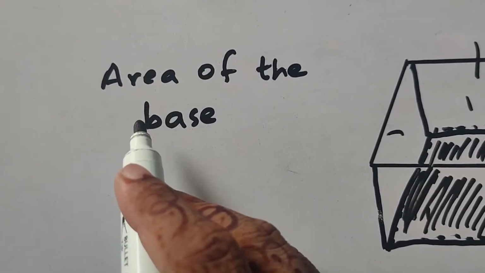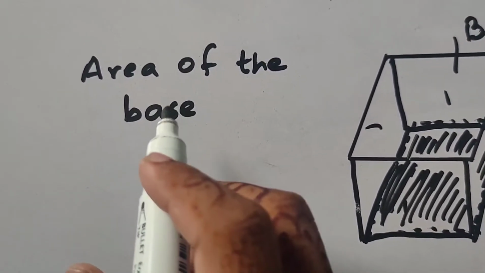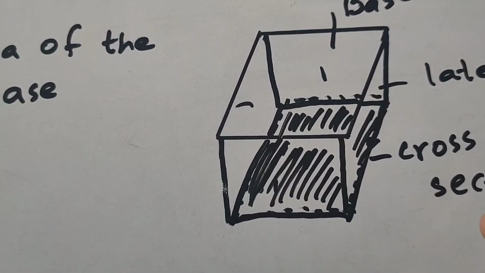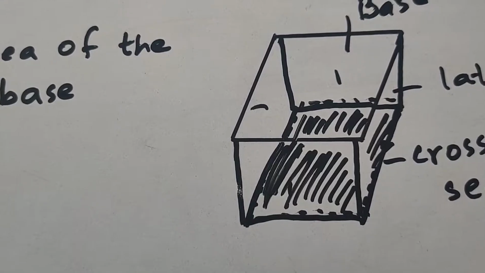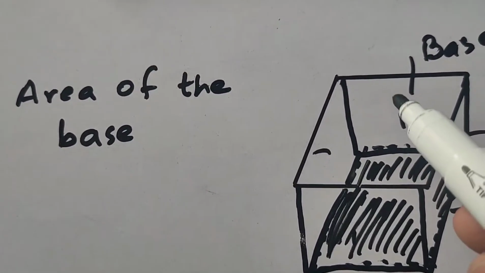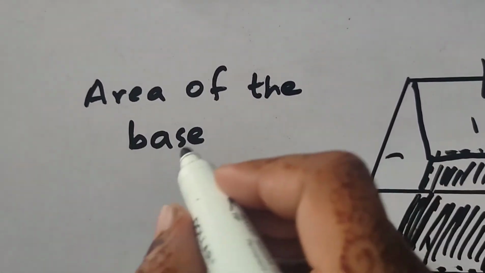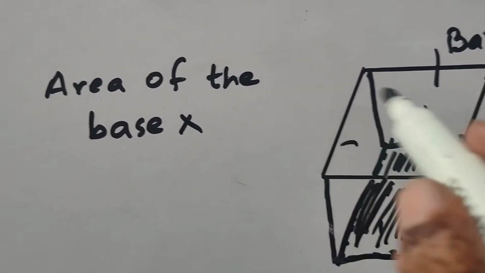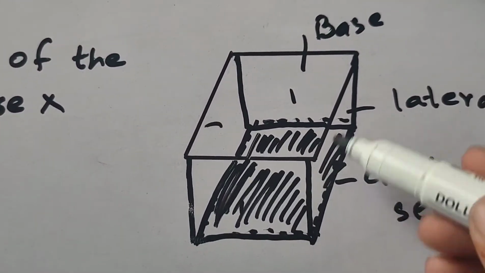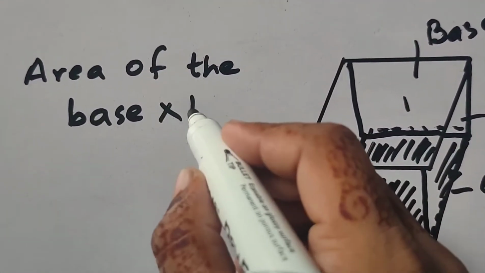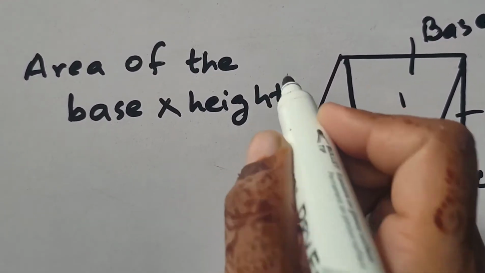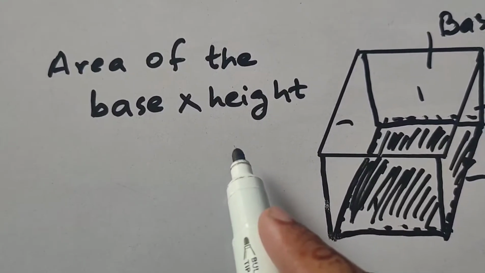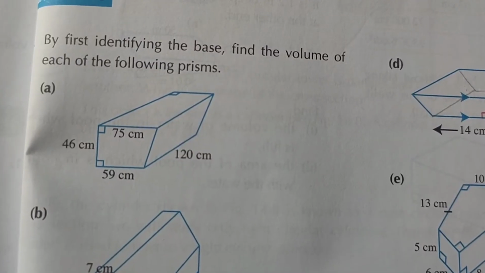So first of all, we have to find out the area of the base in order to find out the volume of this prism. And if you find out the area of the base, then you can simply multiply this area with the height, that is the lateral face, in order to find out the volume. So you have to focus on these two things, area of the base and the height, in order to find out its volume. So let's begin with part A.